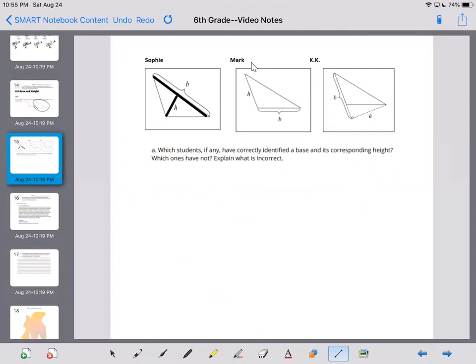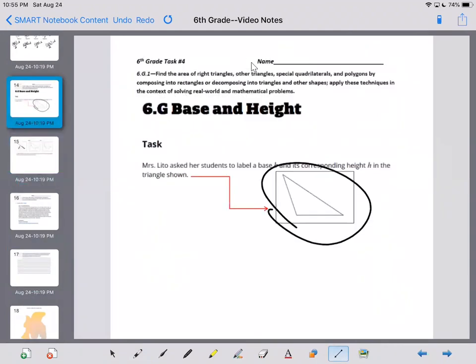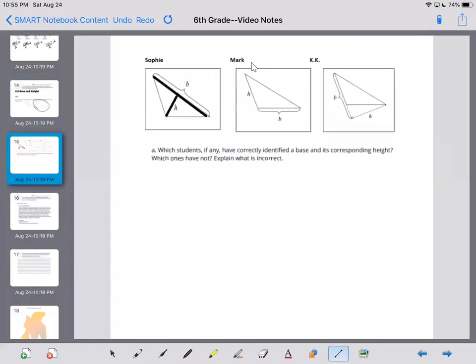Mark looked at it as it was originally in the one that Miss Leto gave. So Mark took that picture and he said, well, that's going to be the base, but then this is the height. Well, that should be a red flag right there because that is the slant height, and we cannot use that as a height. So Mark is incorrect. He would be correct in labeling the base. Remember, we would just need to bring that vertical piece there to create a height. And Mark didn't do that.